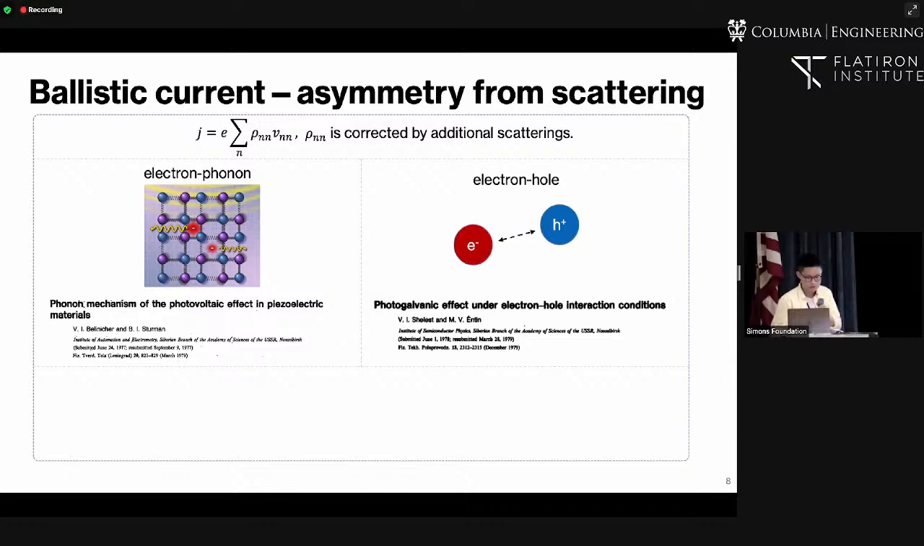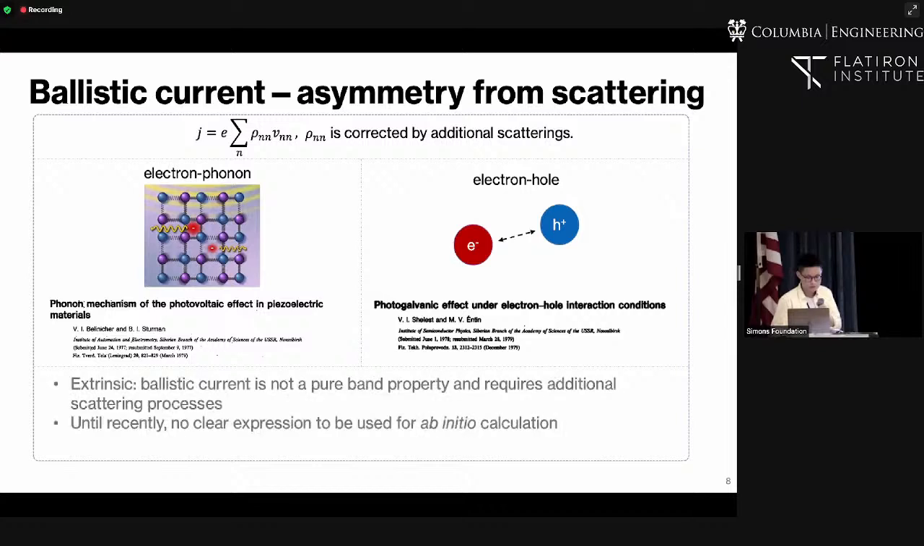But as I said, they heavily relied on simple models and empirical parameters. So it's hard. First, we don't really know if we can use those expressions for first principles calculations, and then we don't really know their relative importance if we want to explain the experimental photocurrent. So the goal of our work is to find an expression that we are confident we can use to do the first principles calculation.